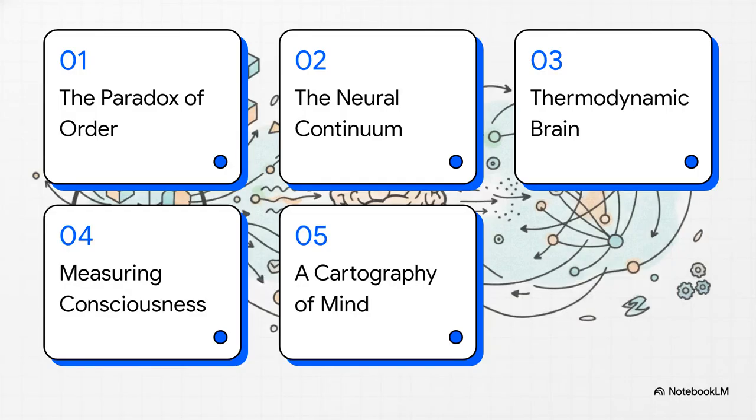So here's our roadmap for today. We're going to tackle the paradox of order, explore the neural continuum, and unpack the thermodynamic brain. After that, we'll figure out how to actually measure dynamic consciousness, and finally, we'll draw up a cartography of the mind. Let's jump right in.